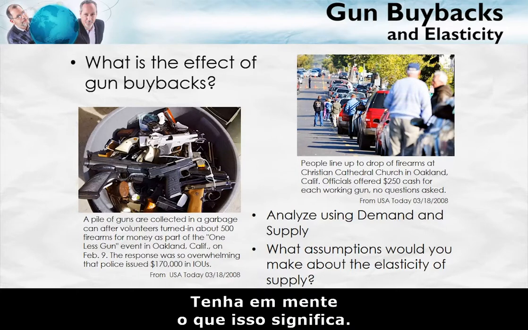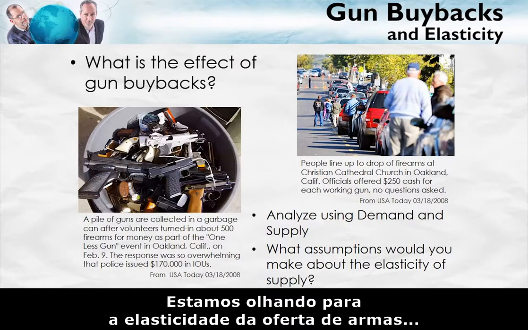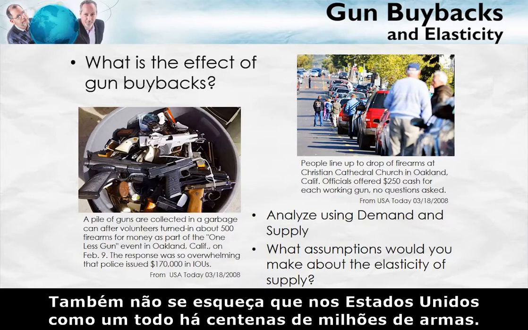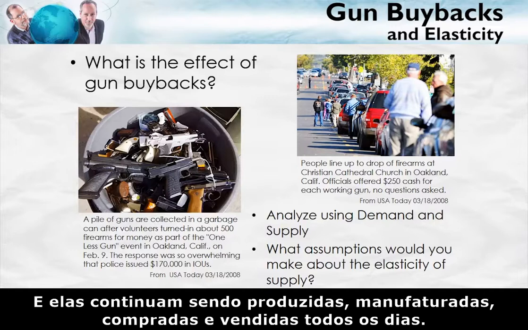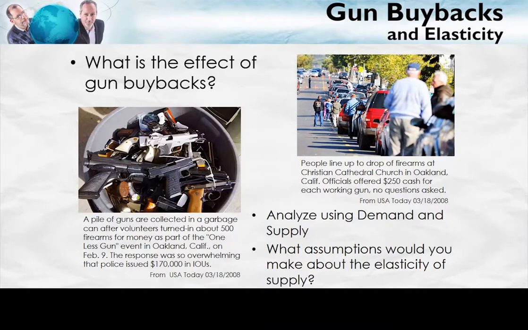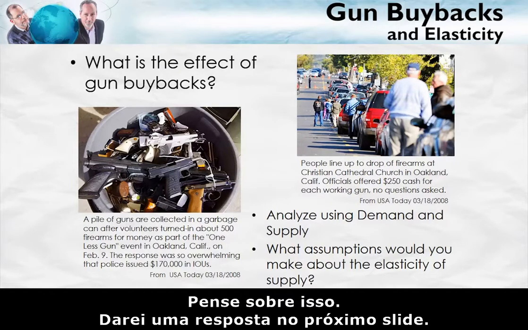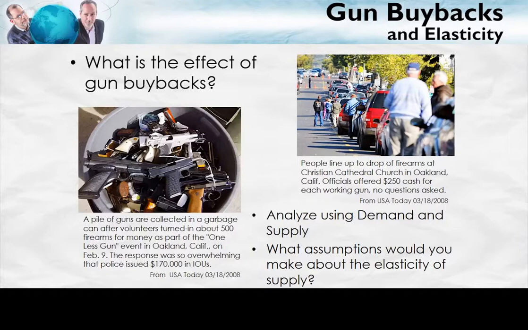Bear in mind what that means. So we're looking at the elasticity of supply of guns in a city like Washington, D.C. or a town. Also bear in mind that in the United States as a whole, there are hundreds of millions of guns, and that guns continue to be produced, manufactured, bought, and sold every day. So what assumptions would you make about the local supply curve of guns in a city like Washington, D.C.? Think about that. We'll give you an answer on the next slide.